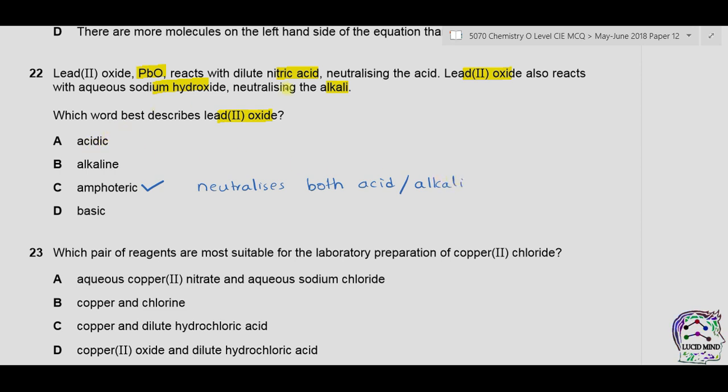Acidic oxide can only react with alkali, it cannot react with acid. Alkaline oxide can only react with acid, it cannot react with alkali. Similarly, basic oxide can only react with acid, it cannot react with alkali. Correct answer is C.